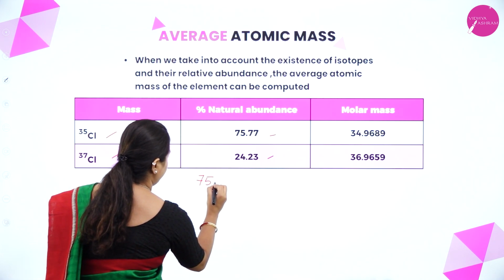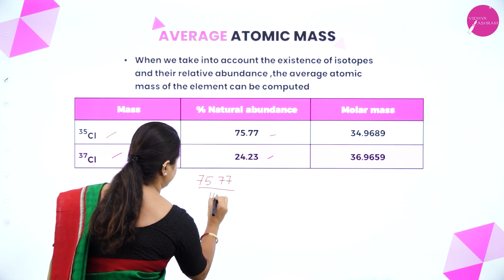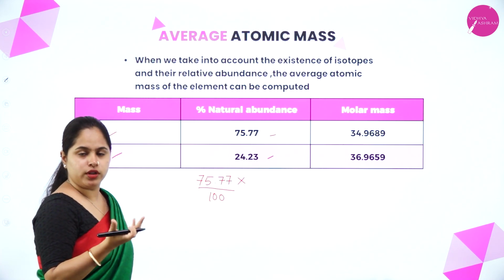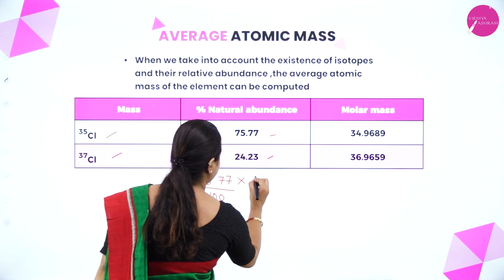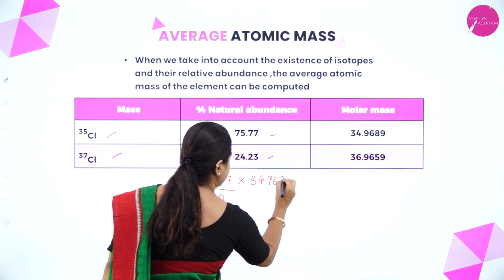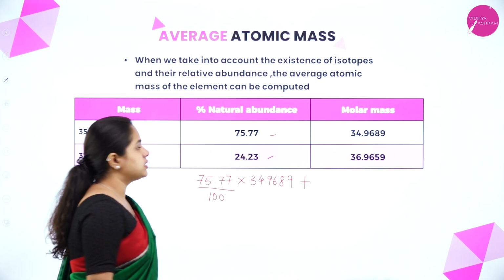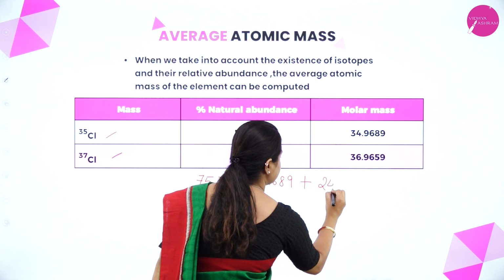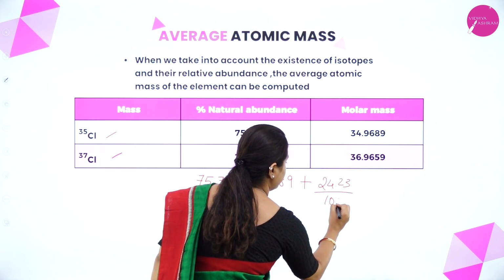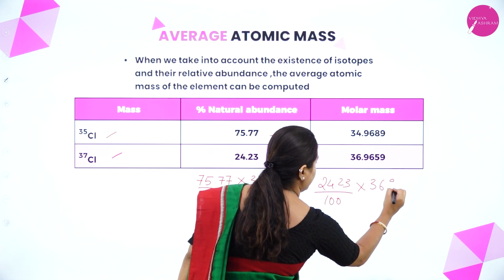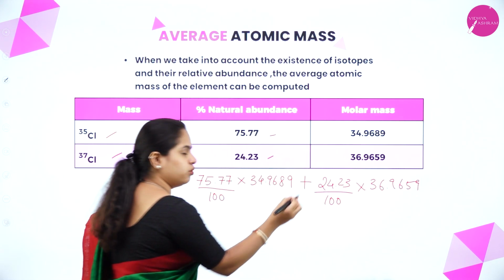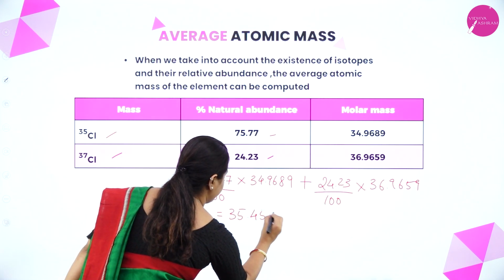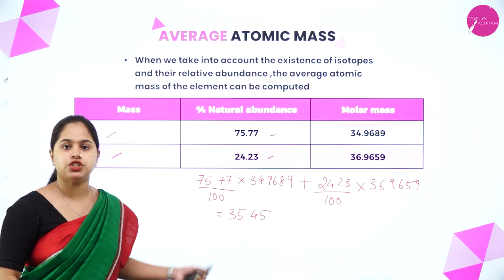So 75.77 divided by 100 multiplied by the mass of the isotope, that is the chlorine-35 mass, which is given here as 34.9689, plus the percentage abundance of chlorine-37, which is given here as 24.23. As we said, it is in percentage, so divided by 100 multiplied by 36.9659. When you do the calculations, you will get the value 35.45. So this will be the average atomic mass.